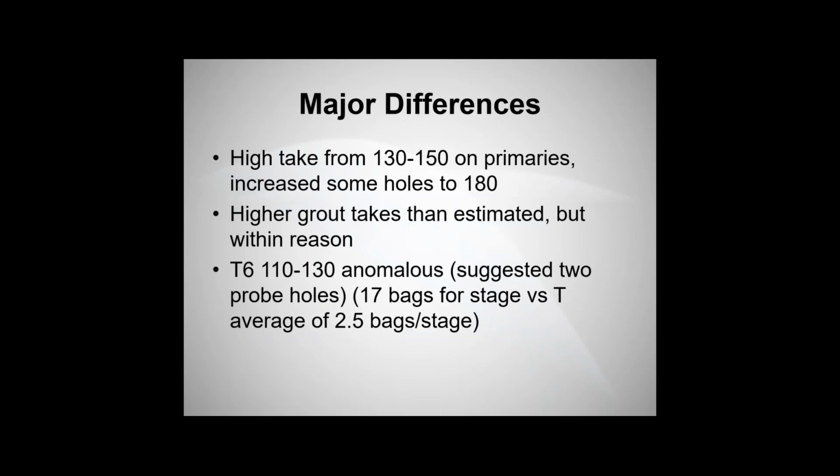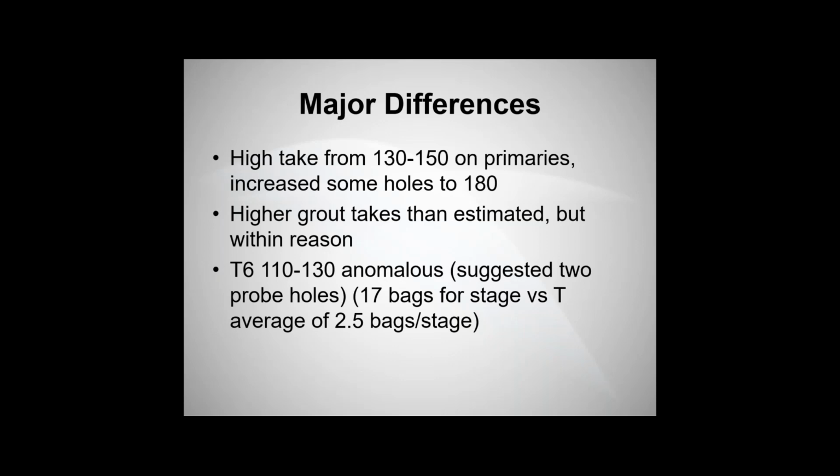So what were the differences? Once we actually got into this job, the water test data indicated that below about 134 feet, there would be no take. We chose to go a little bit lower than that, so we could get a cutoff zone, but also just because geology is variable. Once we got down there and started doing the work, we actually had some pretty high takes between 130 and 150 feet. So we decided to increase the depth of the holes to 180 feet, just to make sure that we got as deep as we needed to go. Obviously, as we went over, there were some higher grout takes than we estimated, but we felt like that was within reason.